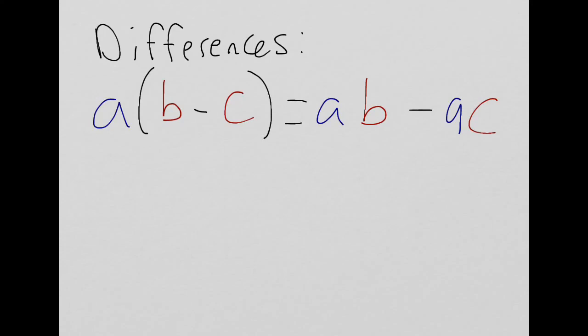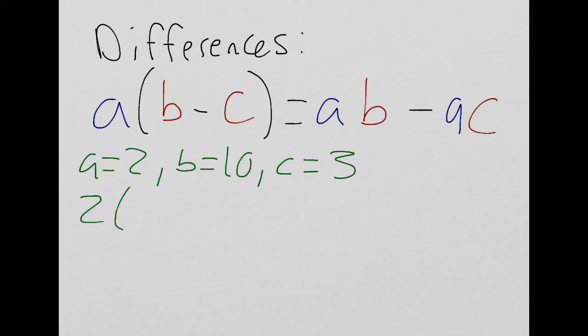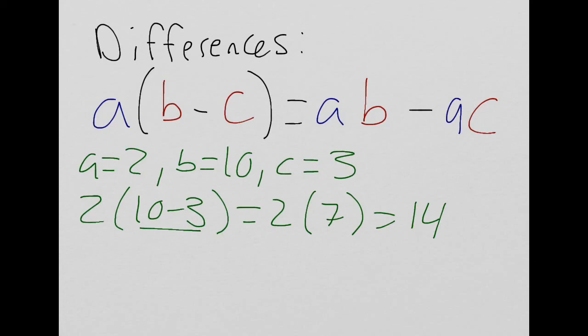So let's say I have A equals 2, B equals 10, and C equals 3. So then if I set up this problem, A times the quantity B minus C, I'm going to have 2 times 10 minus 3. And so using my arithmetic skills, do the parentheses first. 10 minus 3 is going to give me 7. 2 times 7 gives me 14.